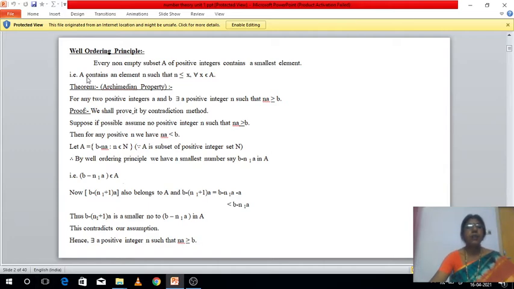Now we see the definition of the well ordering principle. Our syllabus starts with this topic. The well ordering principle states that every non-empty subset A of positive integers contains a smallest element. It means if A is a subset of N, then A has a smallest element. Symbolically it can be written as: A contains an element n.